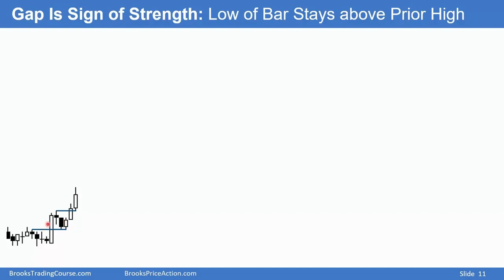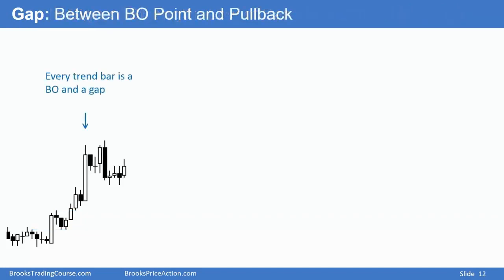And then a bull bar after the breakout. This is probably a bull flag. The market probably is going at least a little bit higher, which it did. Every trend bar is a breakout. Every trend bar is a buy climax. Every trend bar is a gap.